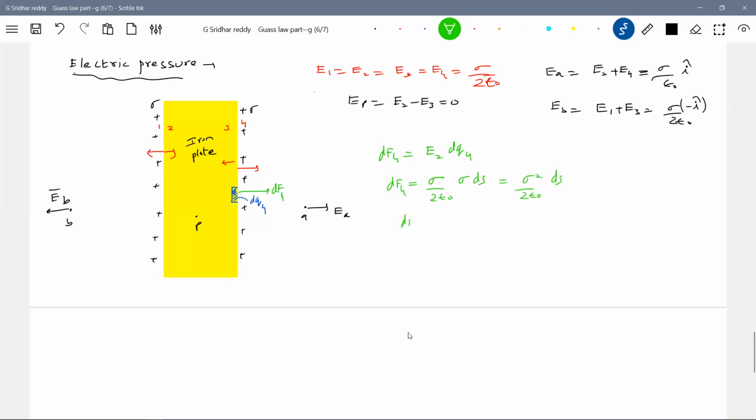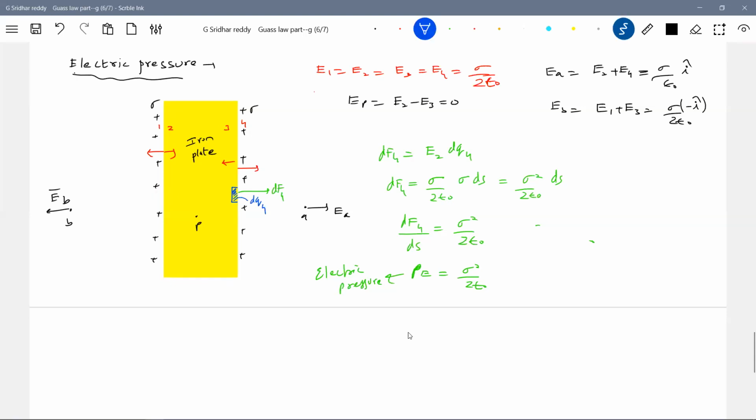And what is the force per unit area? Should be the pressure, no? So this is a force per unit area. This should be the pressure, so we will call it electric pressure. I'll write it below so that it will be easy. So what's happening here? This particular surface will experience a force in what direction? It'll be like this.